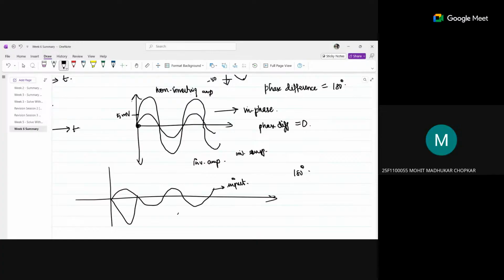Okay. So this is my output, right? But if you see, this is a wave that is starting like this. So this much difference is there between the output and the input. What is this difference? This is 0, this is pi. This much difference is there. So that we call a 180 degree phase difference. Does anyone have a doubt why it is 180 degree?